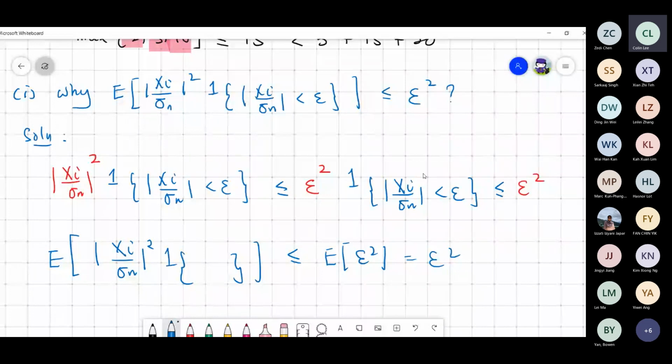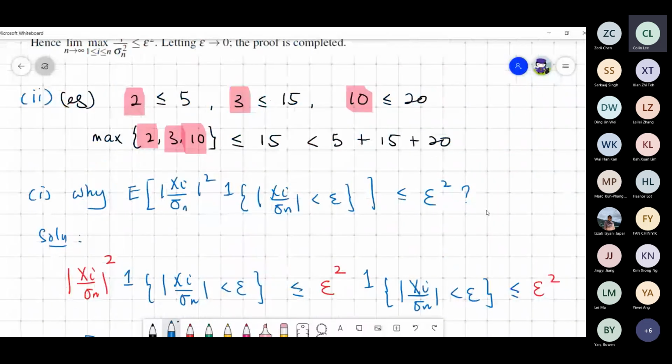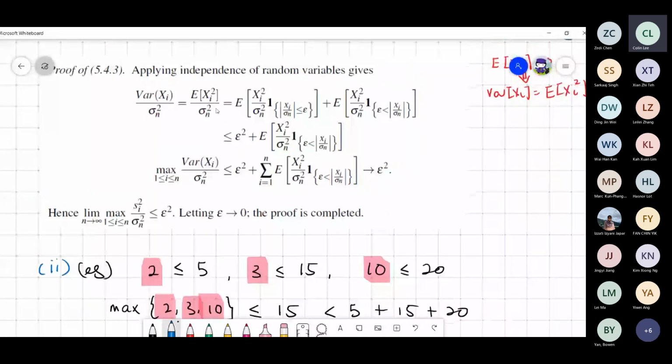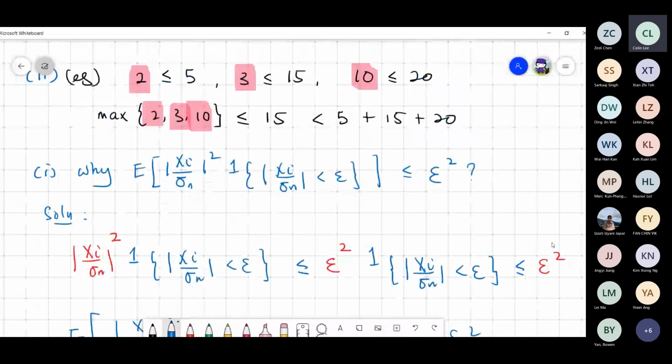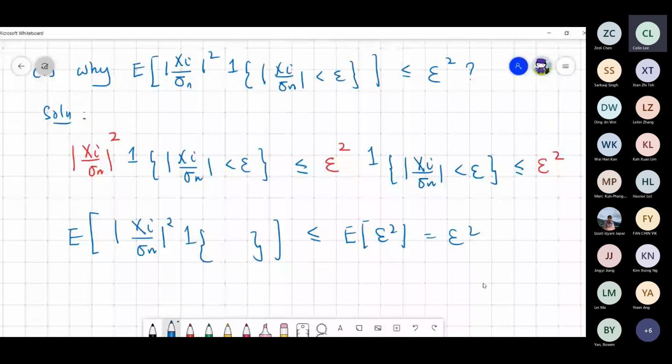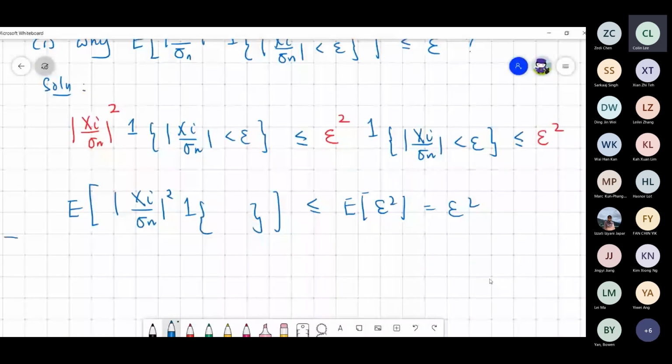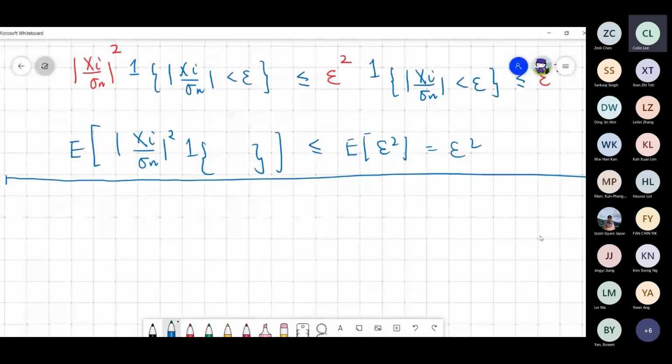So I think once you can get through these two parts, why the first part is less than epsilon square, and why the variance less than this, the maximum must be less than this, the remaining will be the standard things. Okay. So if you can get through this, you should be able to understand the solutions or the proof for these theorems. Right. So this theorem.